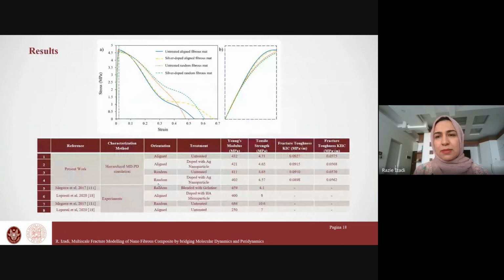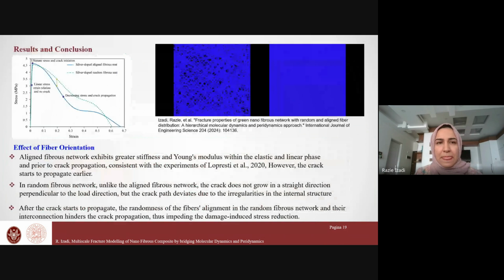Here we can see the plots of the stress-strain curves for random and aligned PLA fibrous networks, and the values that are obtained, such as Young's modulus, tensile strength, and fracture toughnesses at both modes. And a comparison of these values with available experimental data in literature shows that reasonable estimations are provided by the method. Also in this figure, you could see the crack evolution and damage patterns in aligned and random pre-cracked fibrous networks, where the colors represent the damage value parameters.